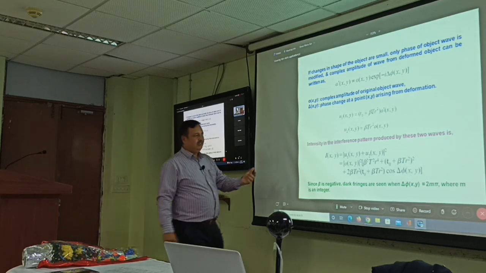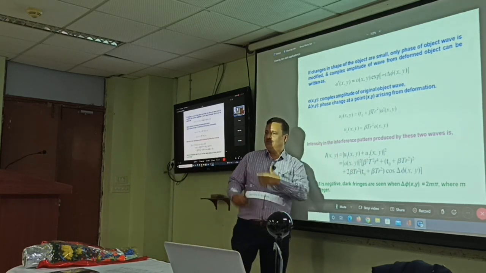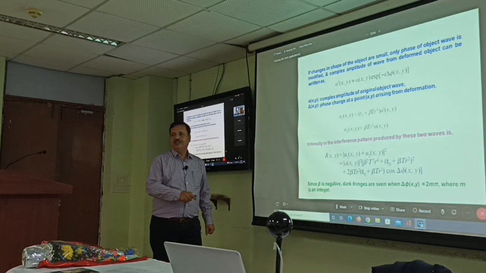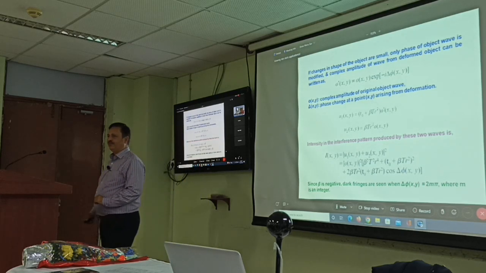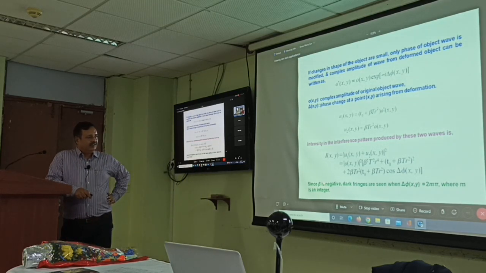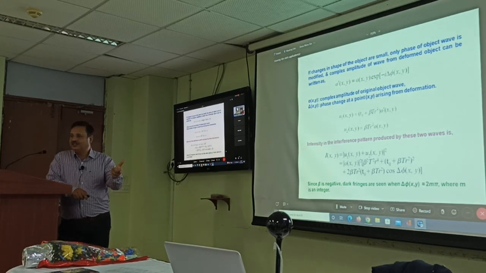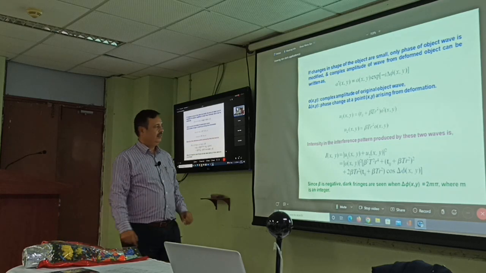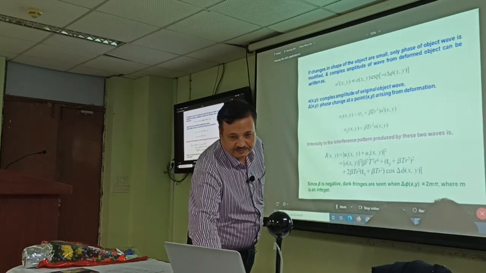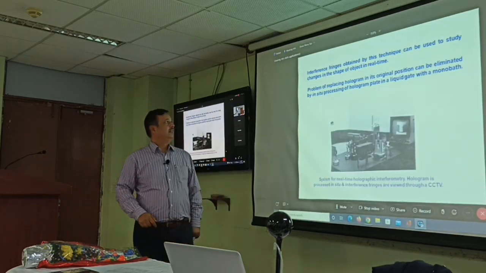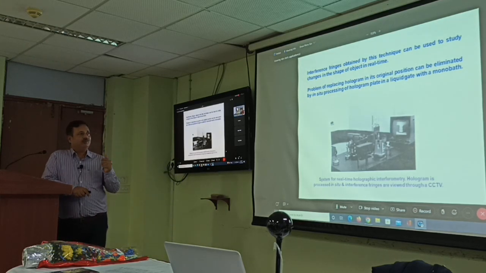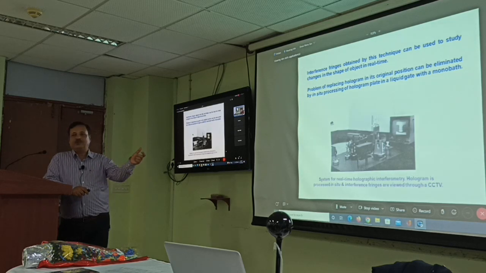So now we have these two wavefronts. Take the modulus squared. So we have a new hologram now. If you expand them, this is the expression we are going to obtain. Now here, this beta is negative, so dark fringes are seen. It depends upon this phi(x,y), how much is the phase. It is twice m pi, where m is an integer. So the interference fringes obtained by this technique can be used to study changes in the shape of the object in real time.